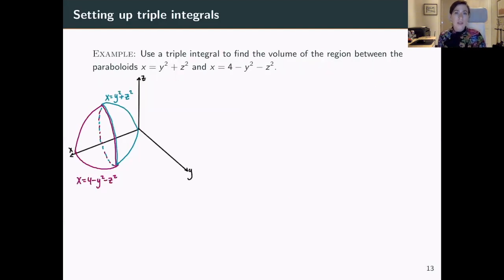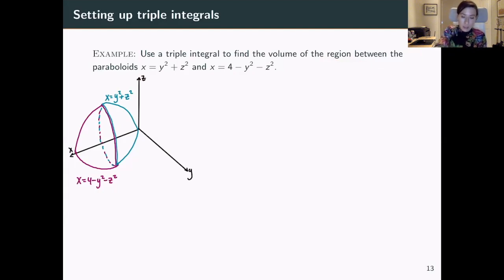Just as we used double integrals to evaluate area, we can use triple integrals to evaluate volumes. In this instance, we're trying to find the volume of the region between the two paraboloids given by these two equations. I've taken the time to go ahead and graph these surfaces so that we can see the region that we're trying to find the volume of.